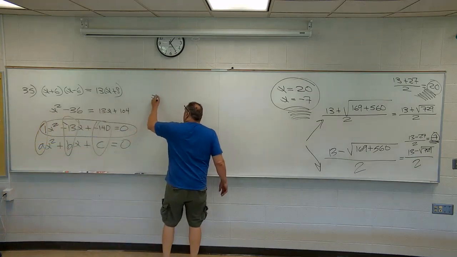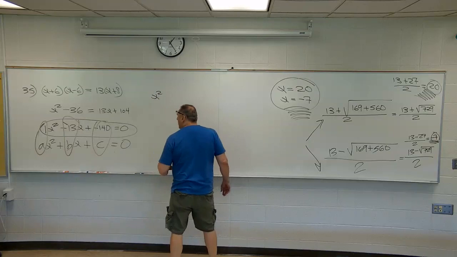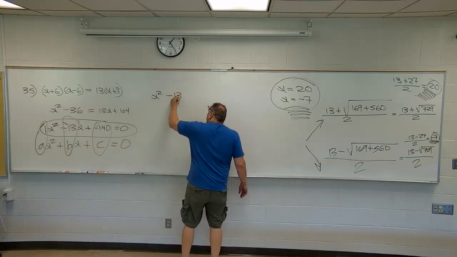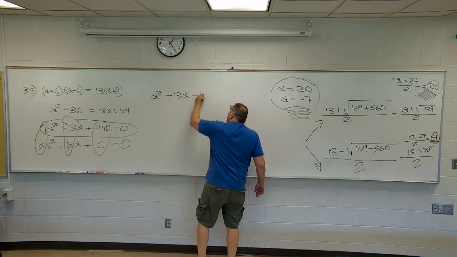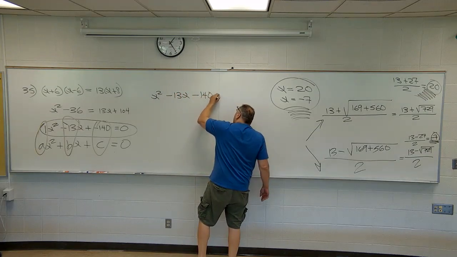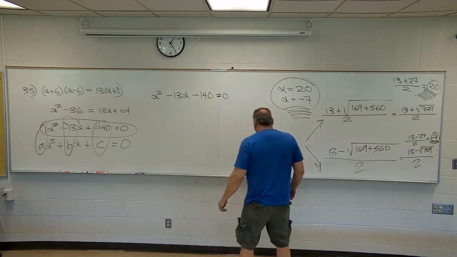You got to take x squared minus 13x minus 140, set it equal to 0. I gotta let you know something, man.